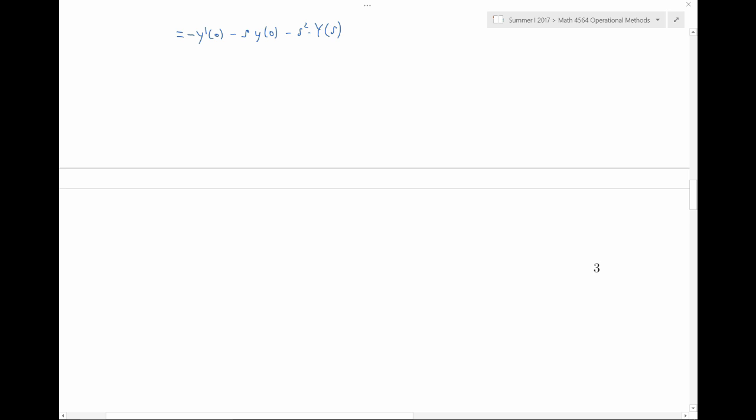The last thing that we need to take care of is the Laplace transform of the antiderivative. Well, that's going to be the integral of something with the integral.